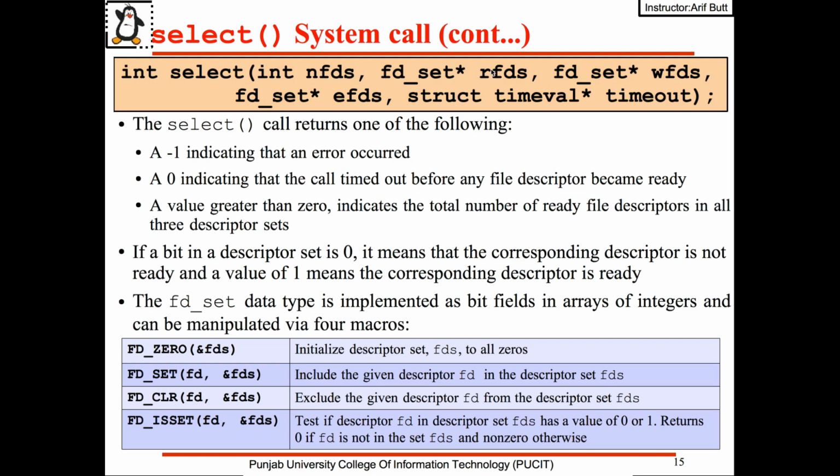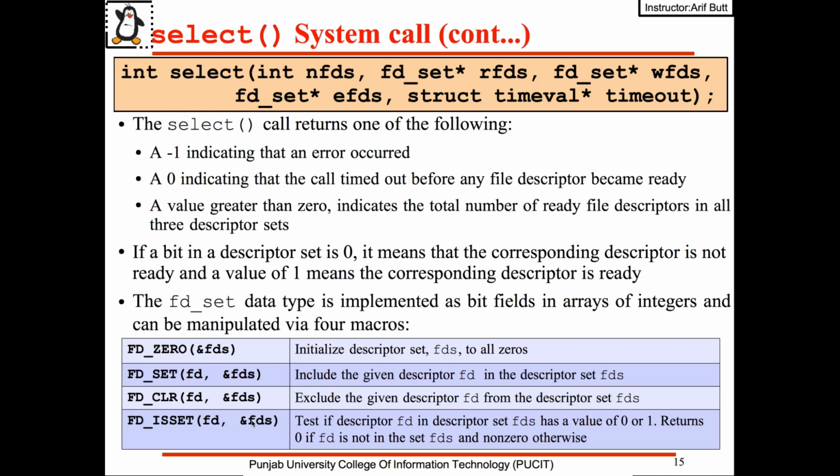So instead of using bit handling operators, you can use these 4 macros. This first macro FD_ZERO initializes the descriptor set to all zeros. This FD_SET includes the given descriptor fd in this descriptor set. This FD_CLR excludes this descriptor fd from this descriptor set, and this FD_ISSET is used to test if this descriptor fd is in the descriptor set fds. It has a value of 0 or 1. It returns 0 if fd is not in the set and non-zero otherwise.